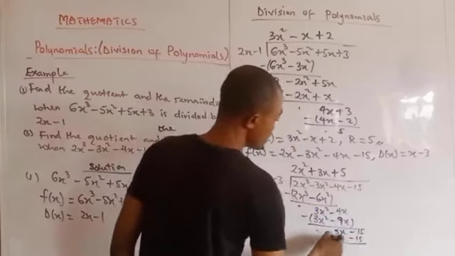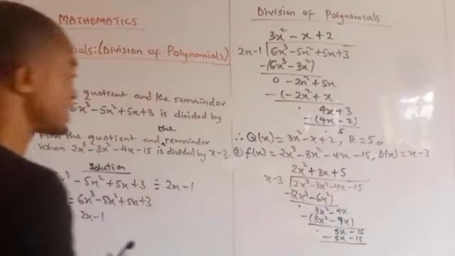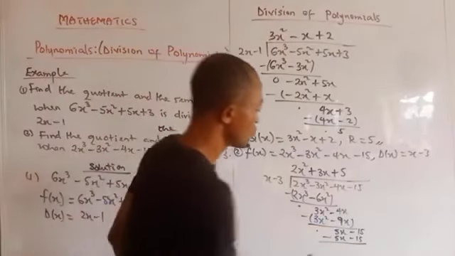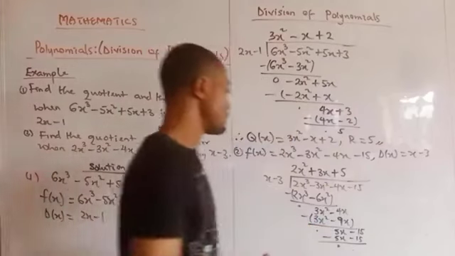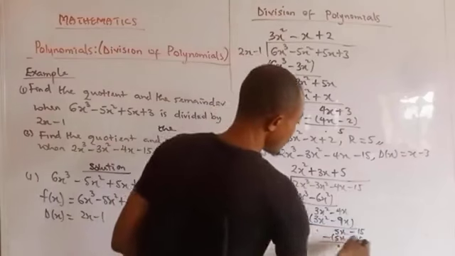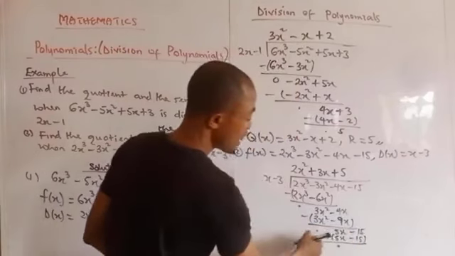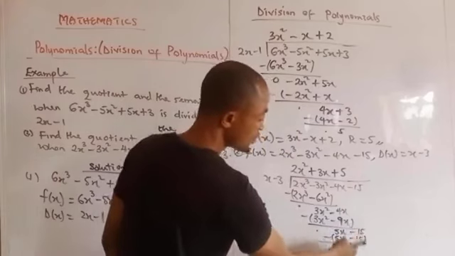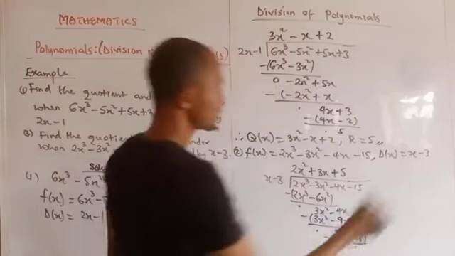So we subtract again, minus. By the time we minus, 5x minus 5x is going to give us 0. Then minus 15 minus minus 15. Minus times minus is positive. So minus 15 plus 15 is 0, nothing.